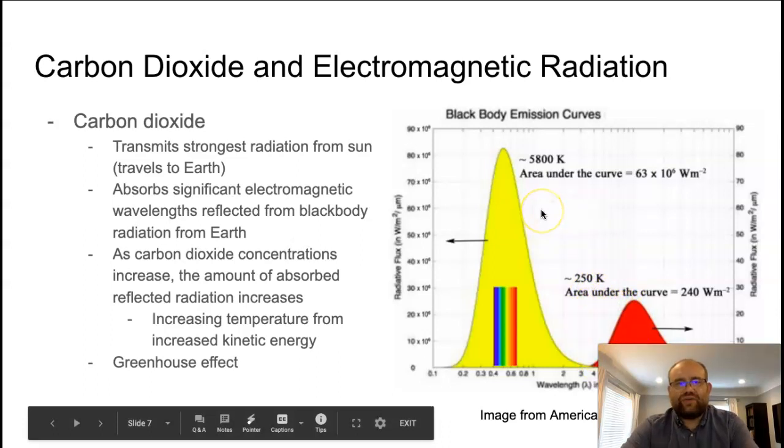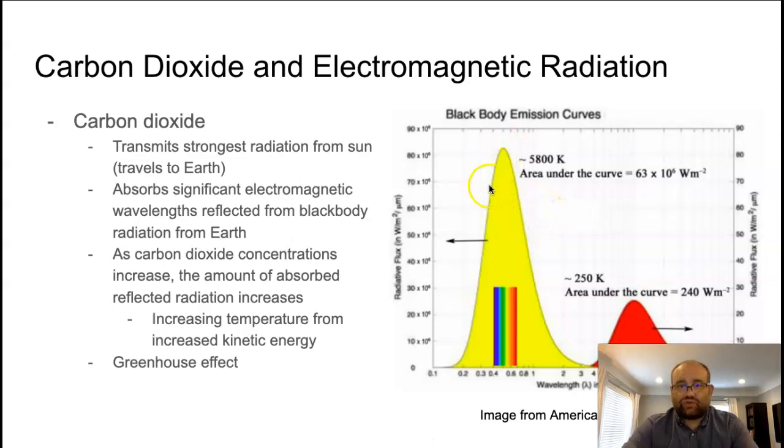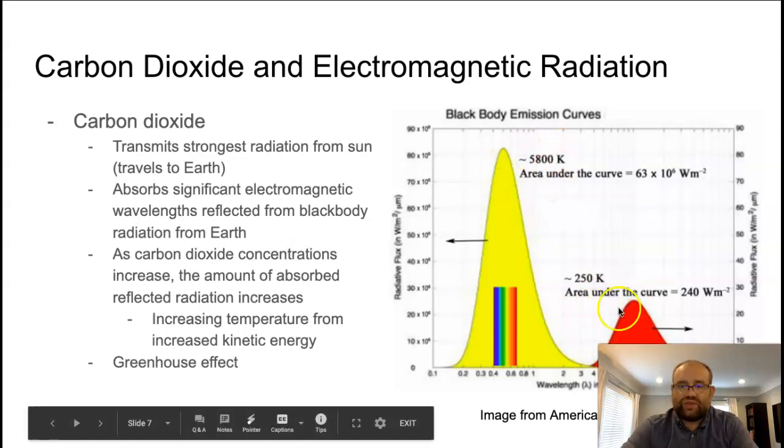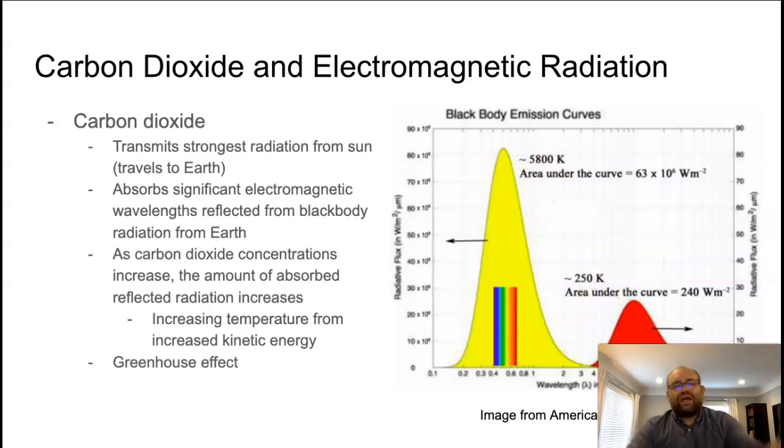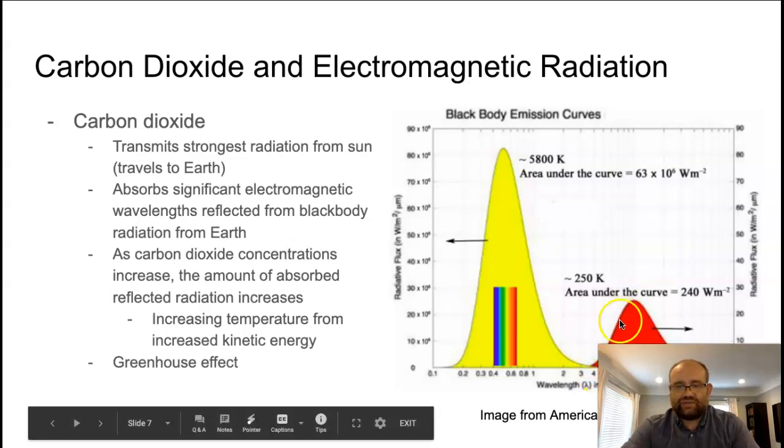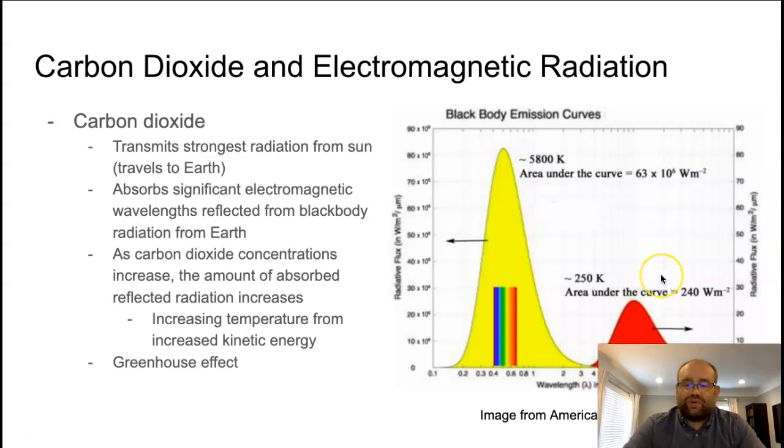So carbon dioxide itself, it transmits some of the strongest energy in the form of electromagnetic radiation from the sun. That goes through the atmosphere, through carbon dioxide, and hits the Earth, then reflected back from the Earth. It gets absorbed. So this is that greenhouse effect that people talk about. The electromagnetic radiation comes in from the sun, reflects from the Earth, and then it gets absorbed by that carbon dioxide. So if there's more carbon dioxide in the atmosphere, there's going to be more absorption of that particular electromagnetic radiation, usually found around here in terms of wavelength. And then that will also increase our temperature.